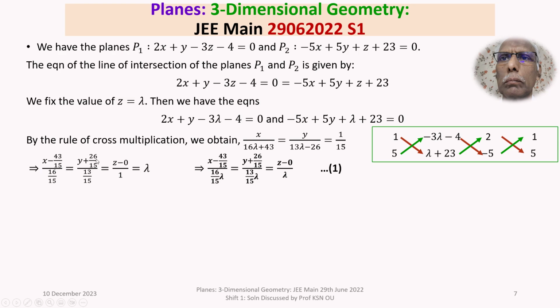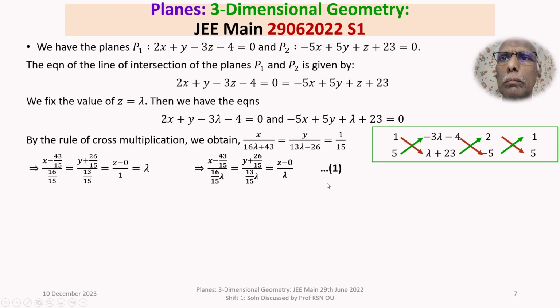Similarly, y plus 26 by 15 by 13 by 15 is equal to z, so z is equal to lambda means (z minus 0) by 1 is equal to lambda. That is the one we have written, and this lambda we have written in the denominator. x minus 43 by 15 by 16 by 15 times lambda is equal to y plus 26 by 15 by 13 by 15 times lambda is equal to z minus 0 by lambda.